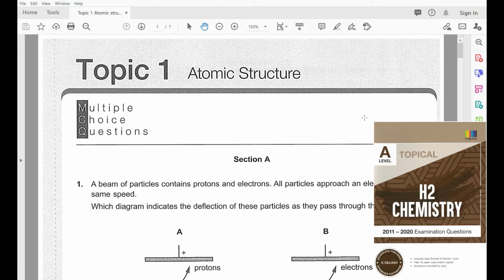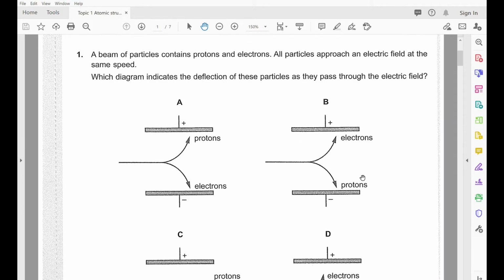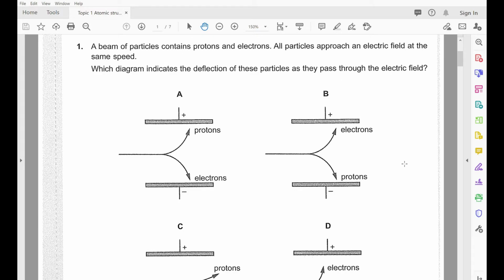Hello, today I'm going to go over the questions from atomic structure topic, and I'm taking this question from the book A-Level Topical Review H2 Chemistry from 2011 to 2020 examination questions. Question 1. A beam of particles contain protons and electrons.